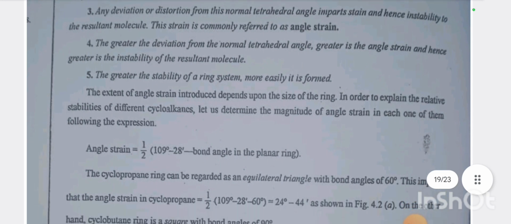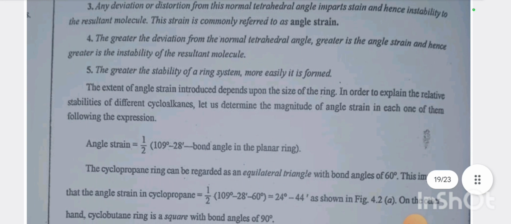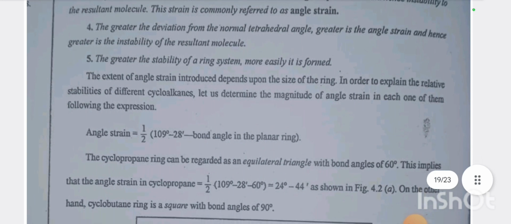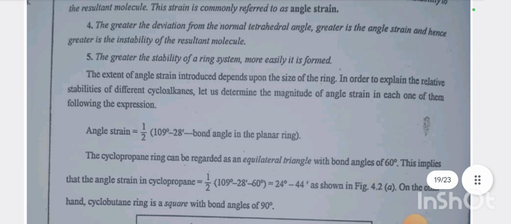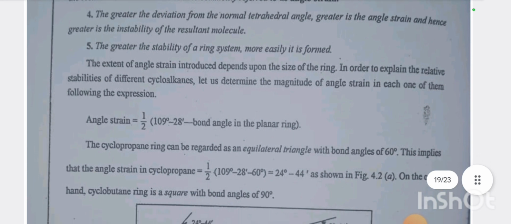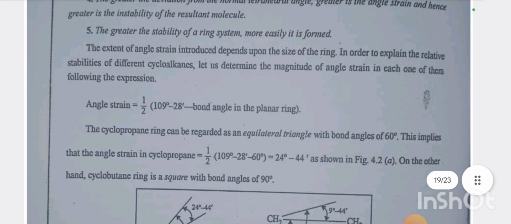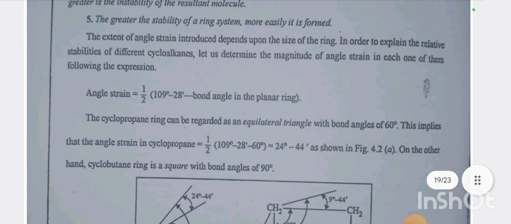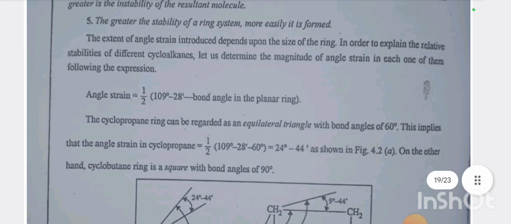Any deviation or distortion from this normal tetrahedral angle imparts strain and hence instability to the resultant molecule. This strain is commonly referred to as angle strain. The greater the deviation from the normal tetrahedral angle, the greater is the angle strain and hence the greater is the instability of the resultant molecule. The greater the stability of a ring system, the more easily it is formed. The extent of angle strain introduced depends upon the size of the ring.